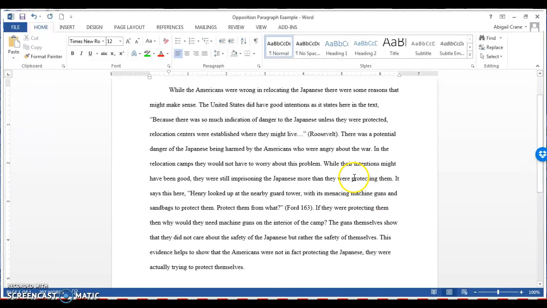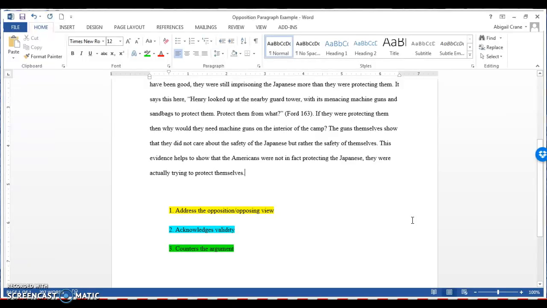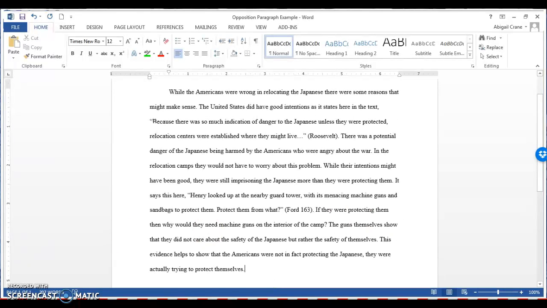So what I want you to do is read through this example to yourself. Pause the video, and figure out, where do you think those 3 components are? Where do you think they address the opposition, acknowledge validity, and where do they counter the argument? See if you can't come up with your own idea. So pause and then come back.